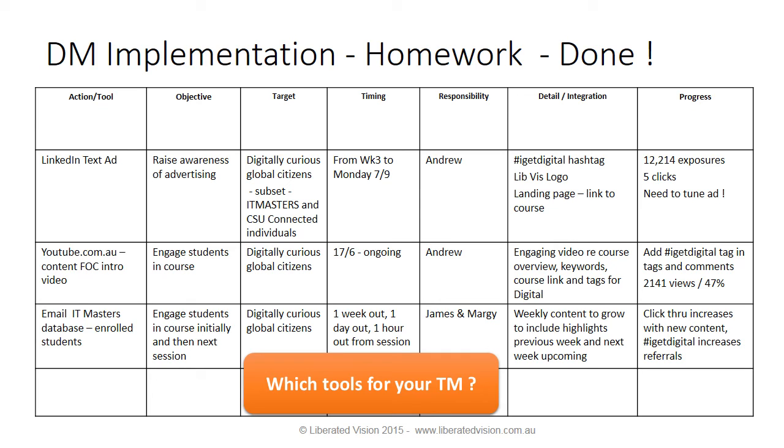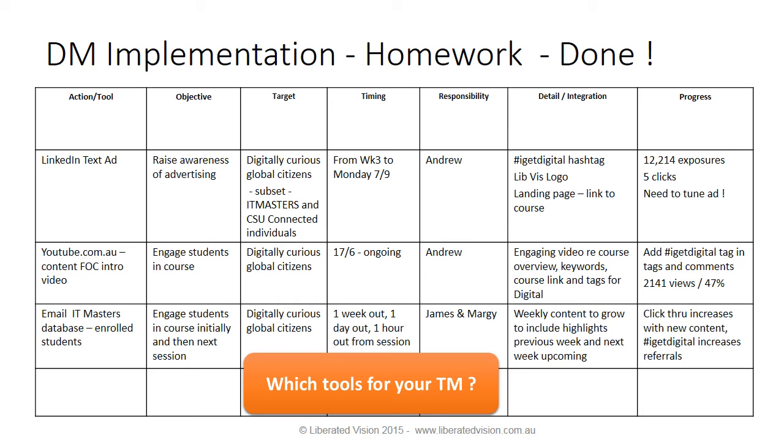One week out, then one day out, then one hour out for the sessions. We had some people responsible for that. We continued to grow, included highlights of previous weeks, and so that was really nicely targeted. This happened last week. This guest speaker is coming on next week, and so the email was always evolving. It wasn't static in any sense, and it became more engaging as the weeks of the course went through as well.